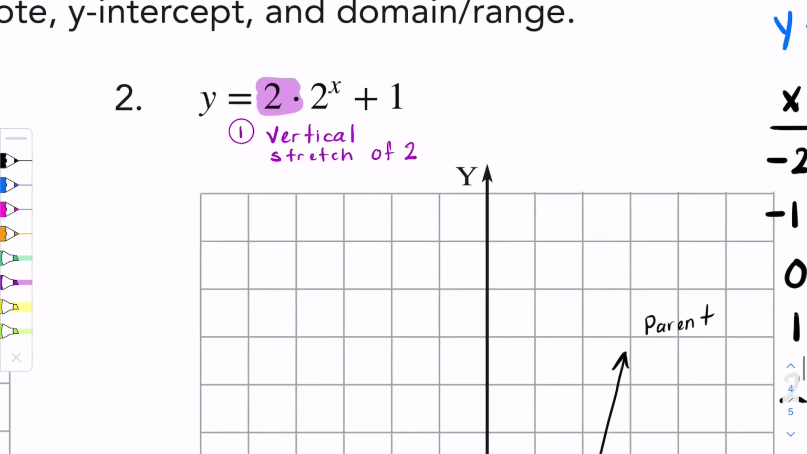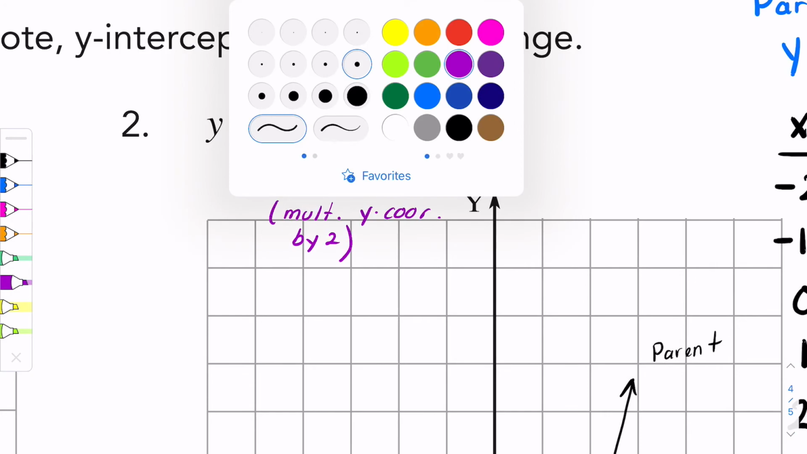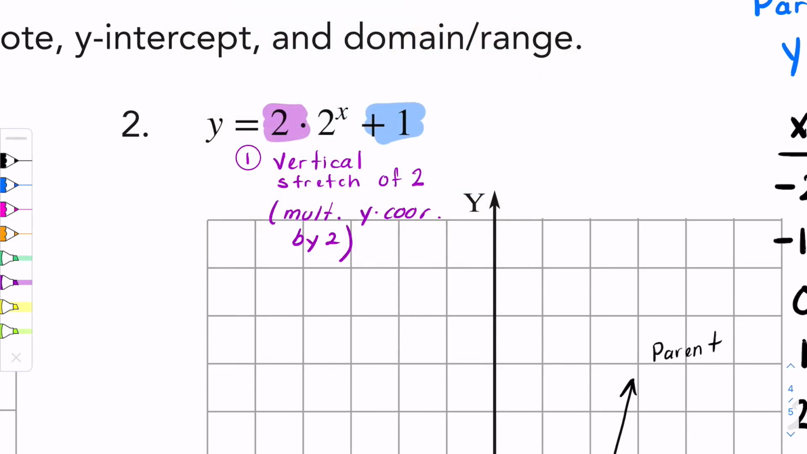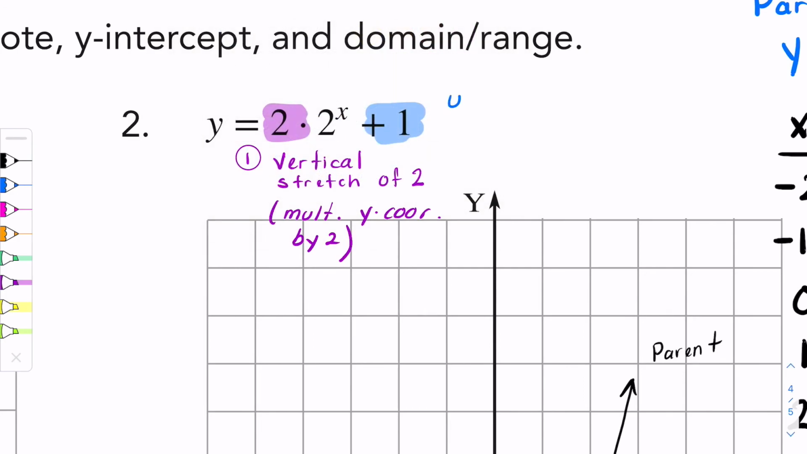So if you forgot from the last time we did this, a vertical stretch means to multiply the y coordinates by 2. After you do that first step, you need to take a look at your up or down shift. In this case, we have a shift up 1. This is the second step.